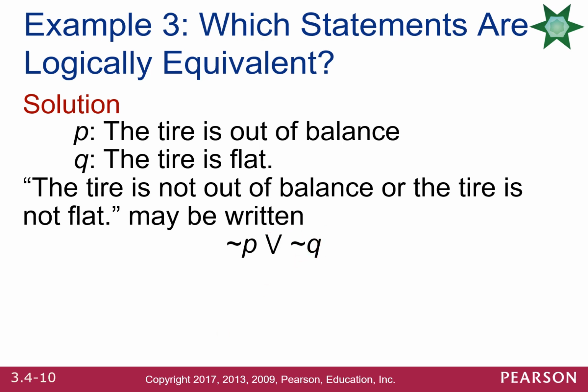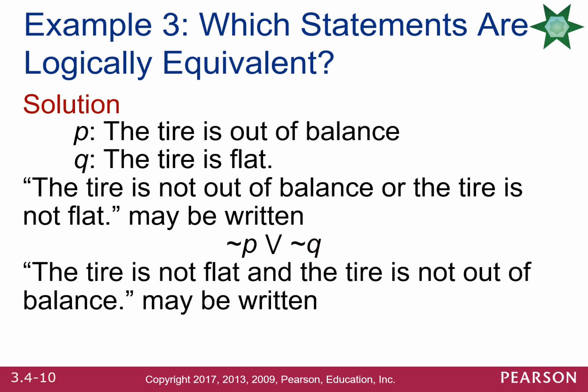And then the third one was the tire is not flat and the tire is not out of balance. So for part C, it was an and statement, but both P and Q were negated. So when we write that in symbolic form, it should read as not Q because they have the flat first. So not Q and not P. All right.